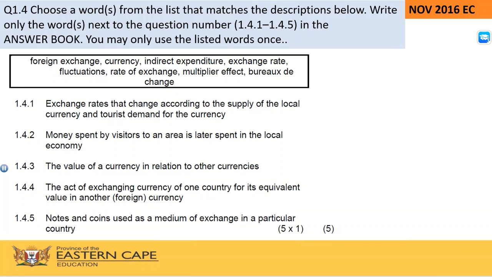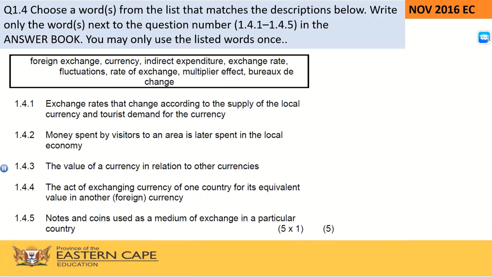1.4.2. Money spent by visitors to an area is later spent in the local economy, and I'll give you another clue, grade 11. That is the concept that we've just finished up with just before we went on to the activities, and you should see the name in the text box above.